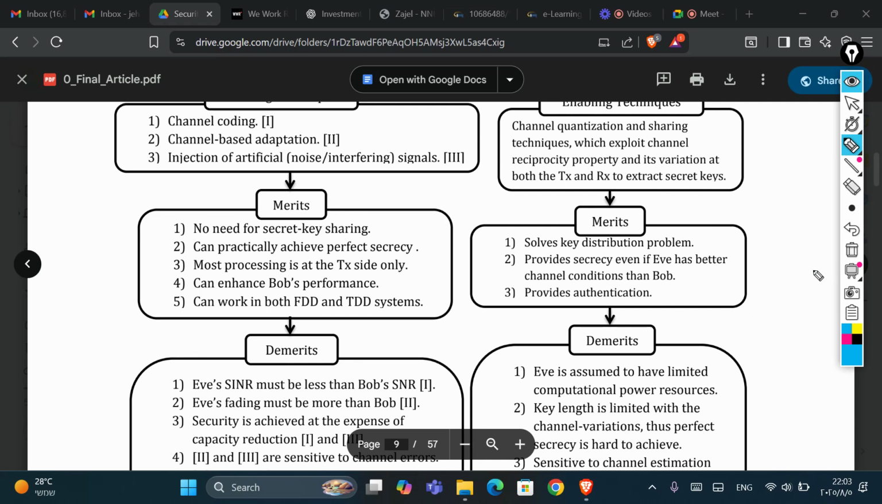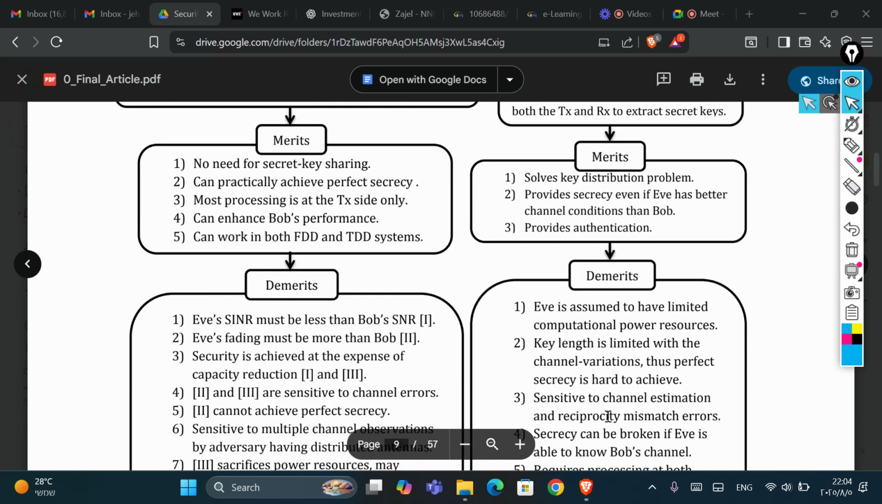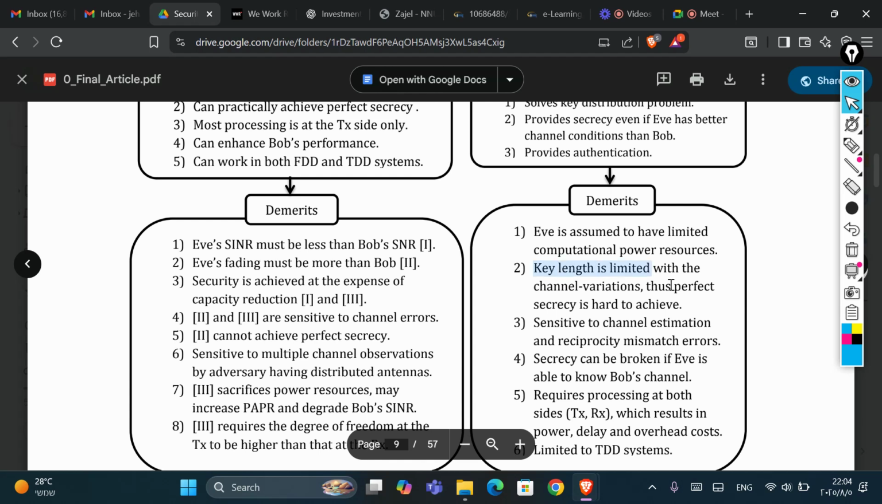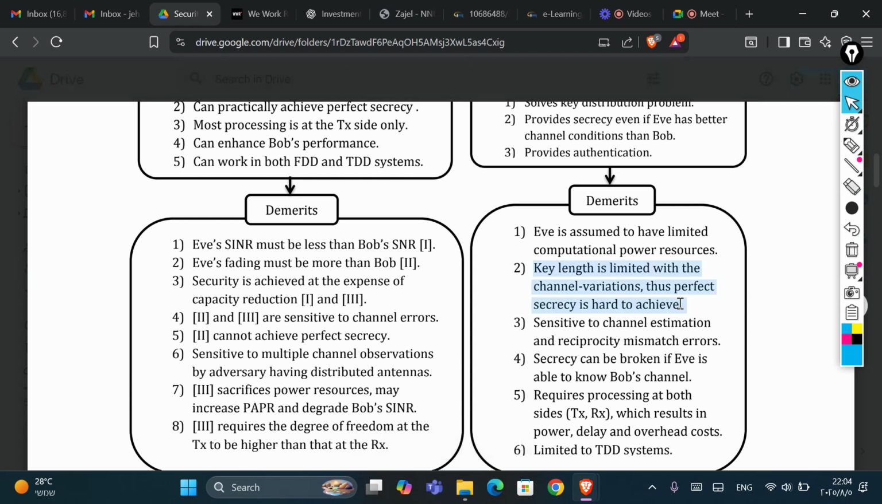So this is related to the first demerit. The second demerit says key length is limited with the channel variation. Thus, perfect secrecy is hard to achieve. What does this mean? Key length is limited with the channel variation, thus perfect secrecy is hard to achieve.